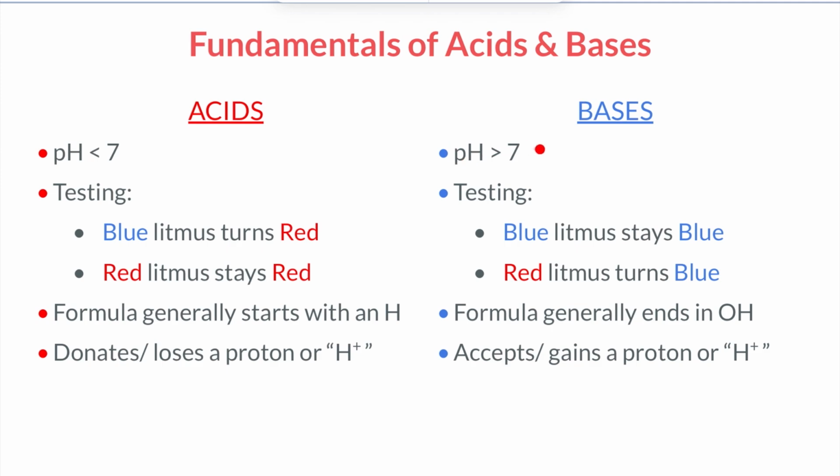So bases, pH is greater than 7. If we were testing this, if we had blue litmus paper, it would stay blue. But if we had red litmus paper, it would turn blue. For bases, our formula generally ends in an OH. And these both say generally because we're going to look at the end of these notes what happens if that general rule doesn't work. So generally ending in an OH, which is that hydroxide polyatomic, and bases accept or gain a proton when interacting with an acid.